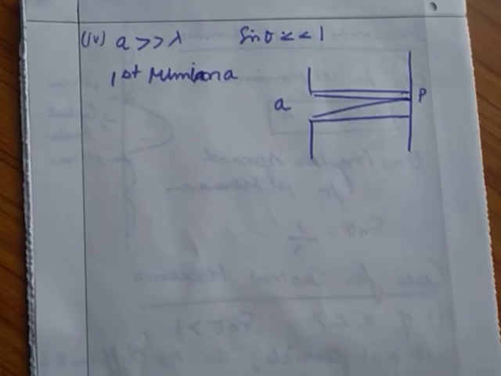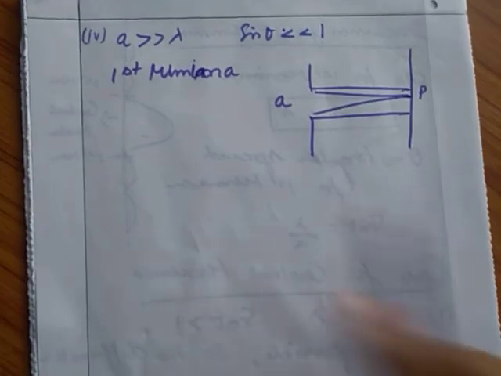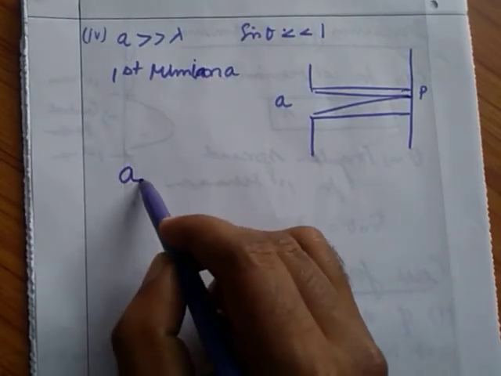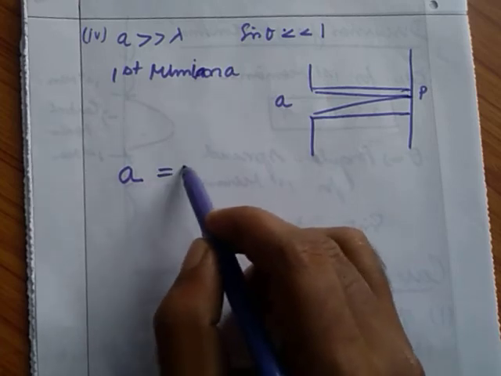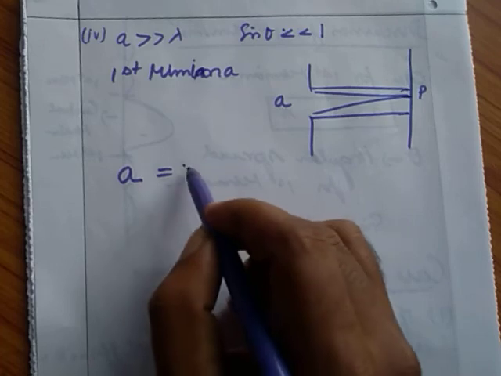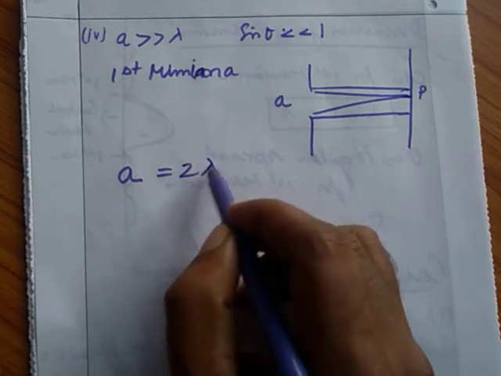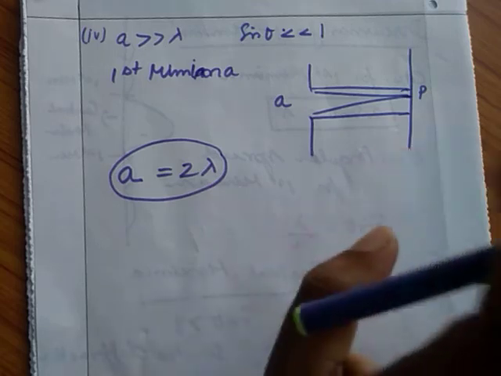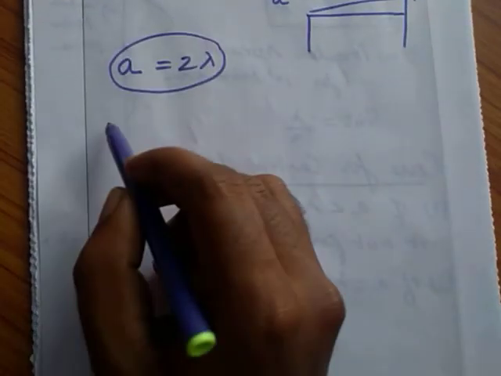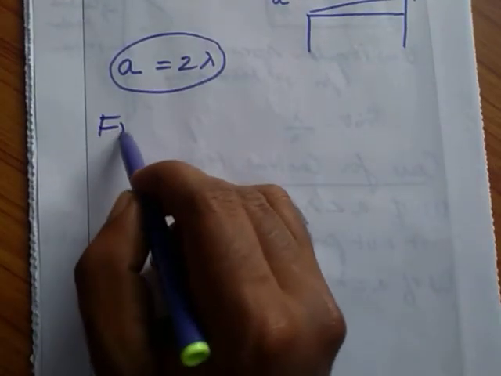Then we are concluding that the width of the slit A must be few times greater than the lambda. Okay, if it is possible, then the diffraction also will be possible. Okay, then our next topic, that is Fresnel's distance.